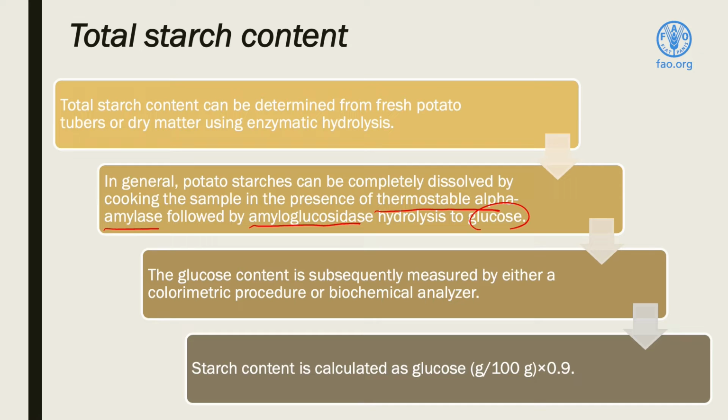After hydrolyzing all starch inside the potato, glucose content is measured by colorimetric procedure or biochemical analyzer. So starch content is calculated as glucose times 0.9 because hydrolyzing the starch means removal of water from the starch. We use this factor.